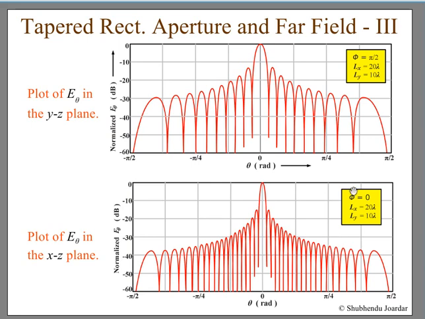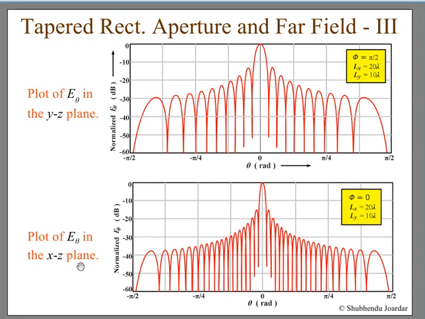Now you have to notice one thing in the previous diagram and this diagram. See, in the XZ plane, the number of side lobes is more. In the YZ plane, the number of side lobes is less. This is because you have different dimensions on different axes. Lx is 20 lambda, so the x-axis length is more.